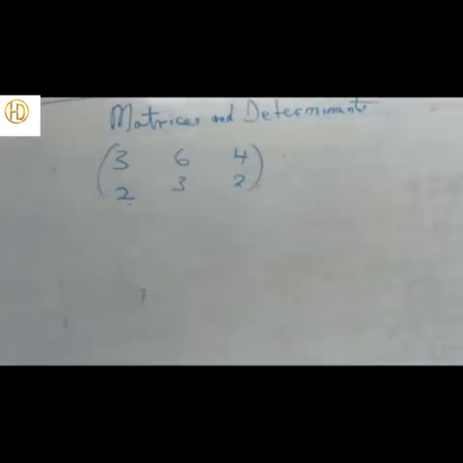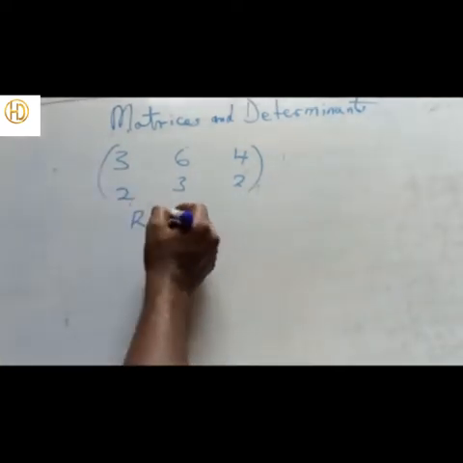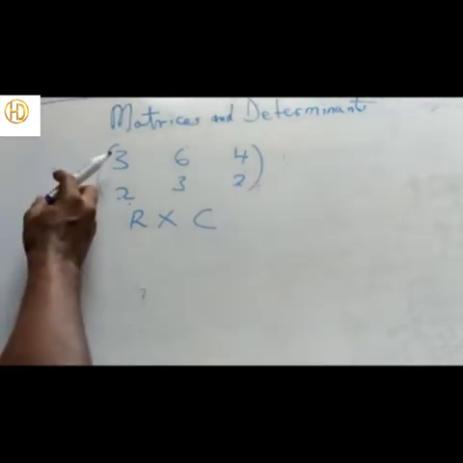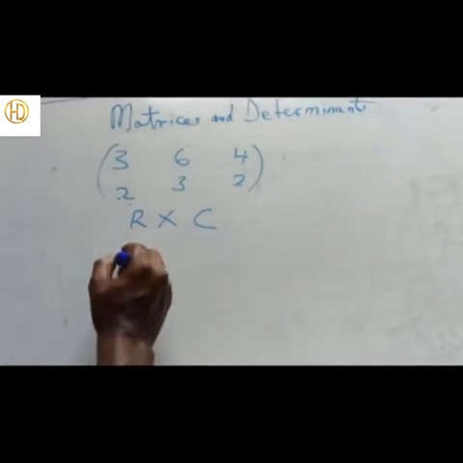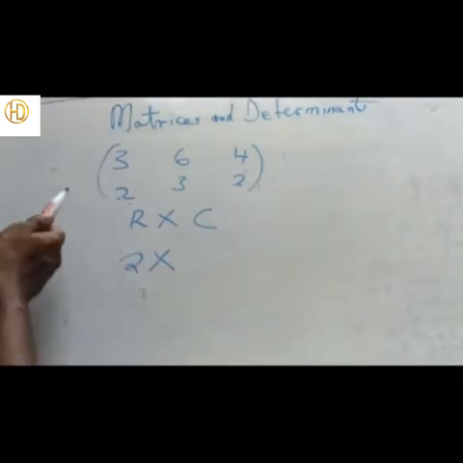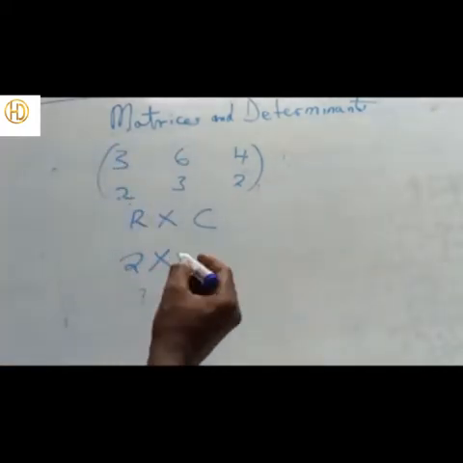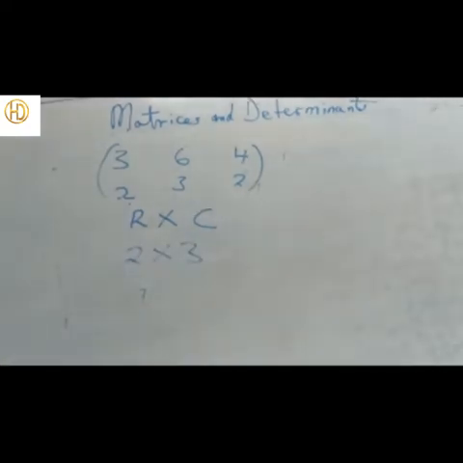What is the dimension of this matrix? Remember again, we use row by column. Here we have row 1, row 2. So this will be 2 by, now the columns, we have 1, 2, 3. So this is a 2 by 3 matrix.